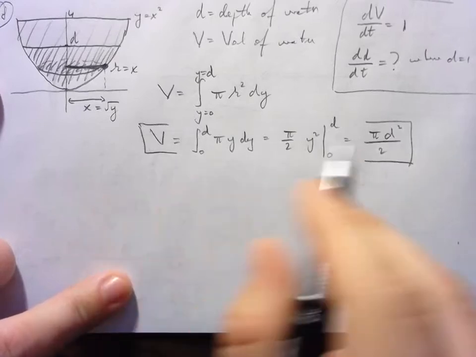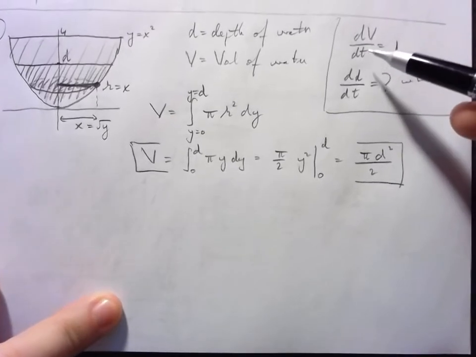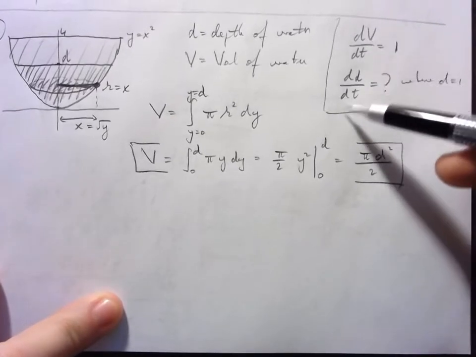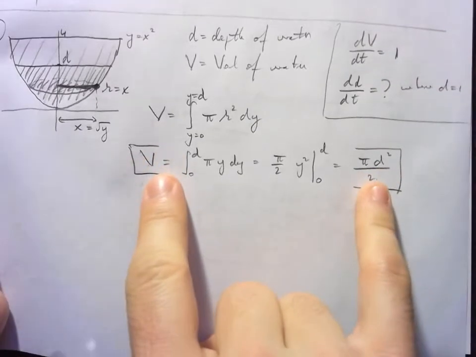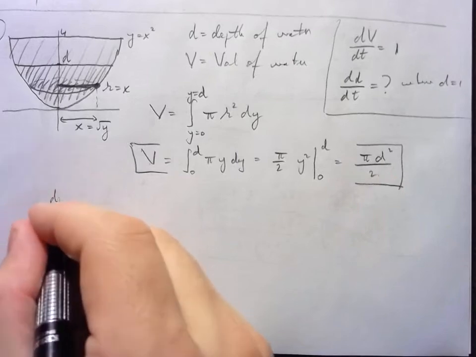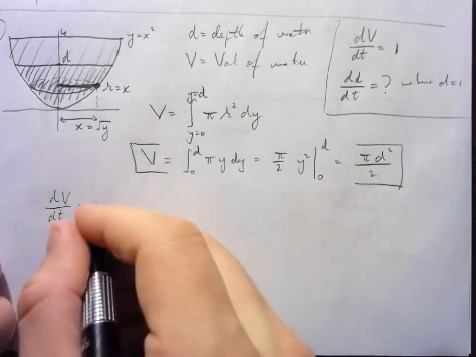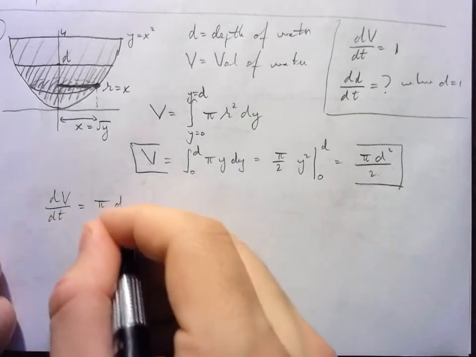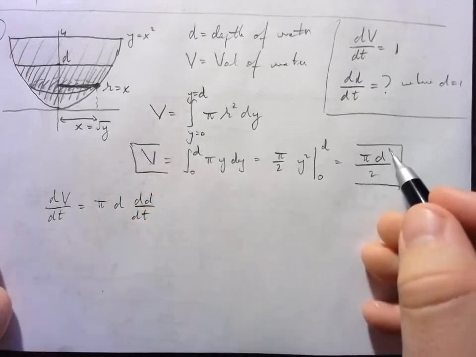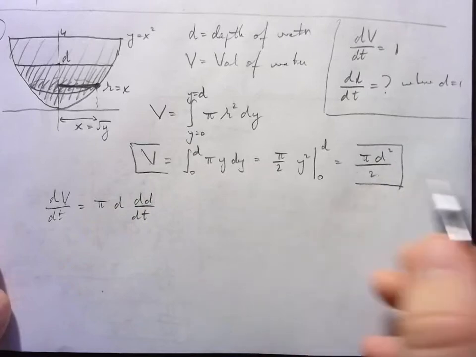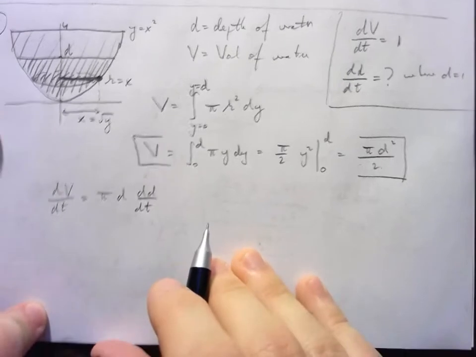Okay, so we have an equation relating volume and depth, and I have some derivatives. I'm given some information about a derivative with respect to t of both these variables. So let's differentiate both sides of this equation with respect to t. On one end I'm going to have dV dt, and the other end I'm going to have pi d dd dt. The 2 comes down, canceling the 2 in the denominator, so I'm left with just pi d to the first, and by chain rule I multiply by the derivative of d with respect to t.